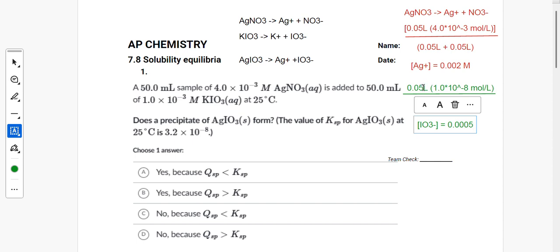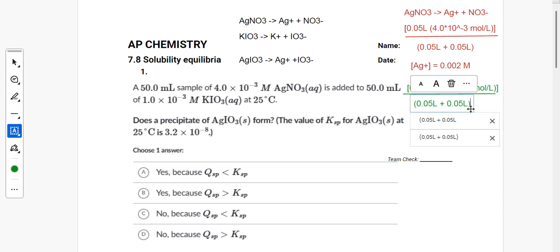I should put another set of brackets around this to make it clear that we have to do everything on the top and then divide that by everything on the bottom. There we go.